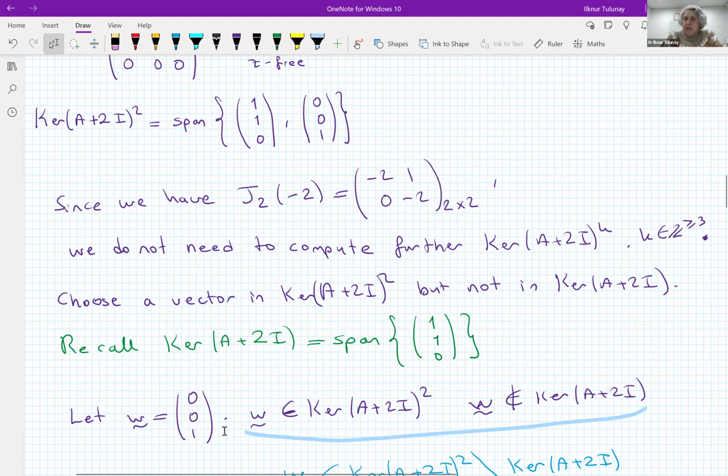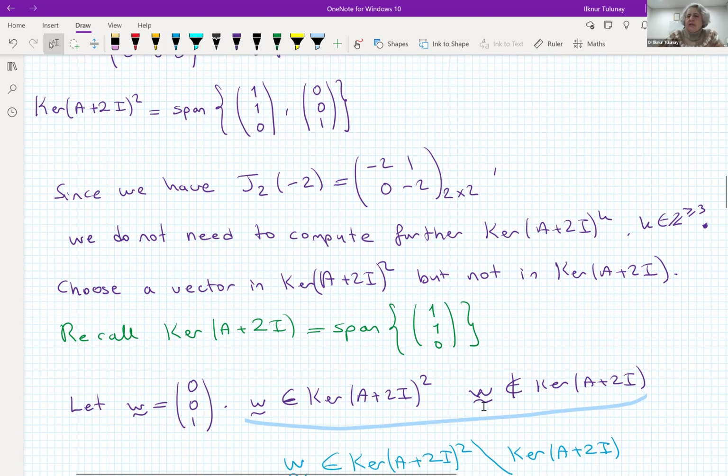So W = (0, 0, 1) is a good choice. We write this concept: W is inside this space, but W is not in that space, right? Because you cannot write this vector as a multiple of that vector. It is not there. So we write this in a simpler form.